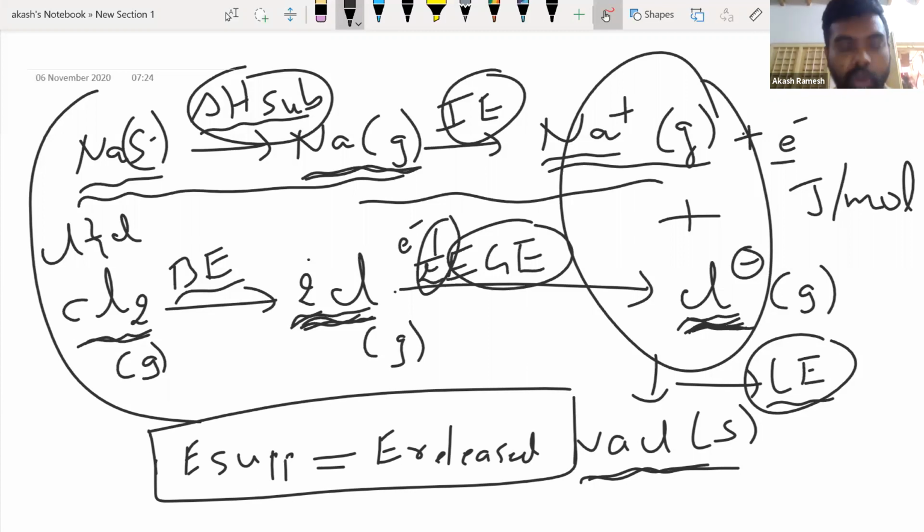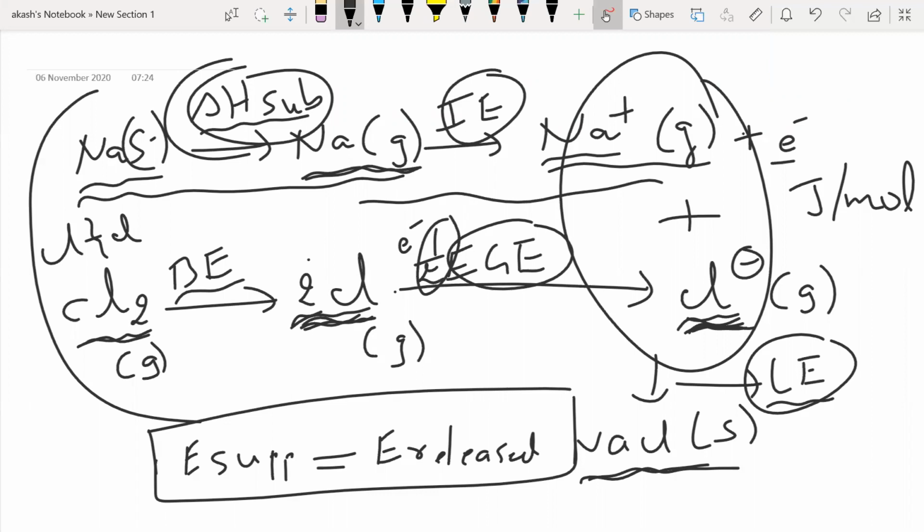Now tell me, enthalpy of sublimation, is it released or are you supplying it? Tell me. You are supplying it, sir. We are supplying it, obviously. Whenever you are heating it. When you heat sodium, only then I'll be able to convert sodium solid into gaseous form. So definitely enthalpy of sublimation is supplied. I'll just write an S there.